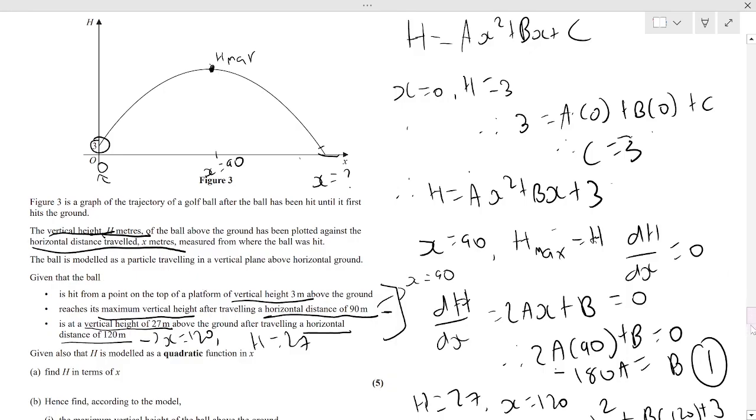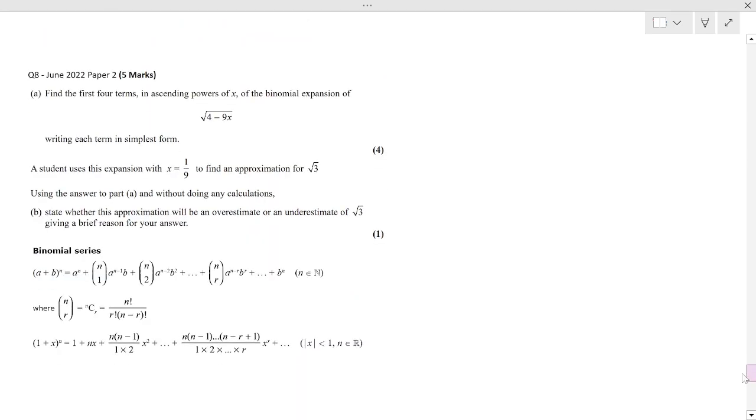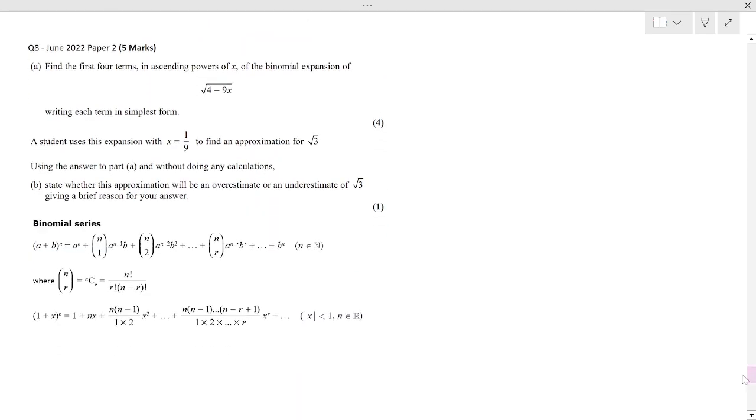Anyway, let's move on. We're on 10:30 now. Okay, now with this, some binomial expansion. Again, this comes up every year, pretty similar.